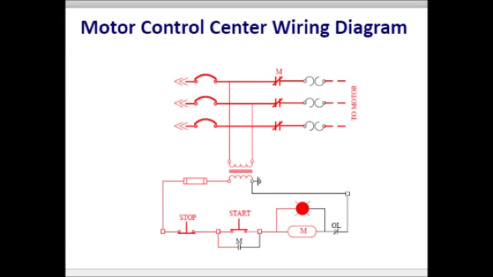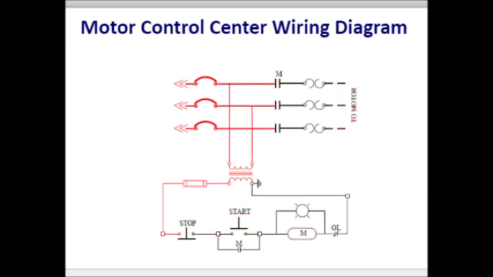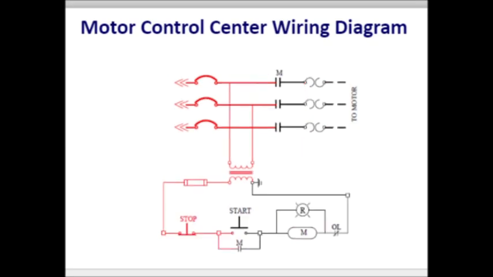When the start button is released, power is maintained to the coil through the auxiliary contact M. When the stop button is pressed, the power drops out to the circuit and the M contacts open. Even when the stop contacts return to their normally closed state, power cannot flow until the start button contacts close.